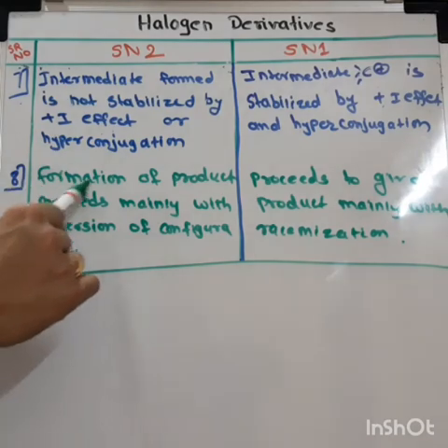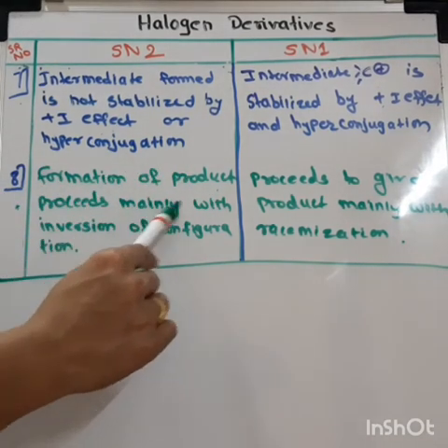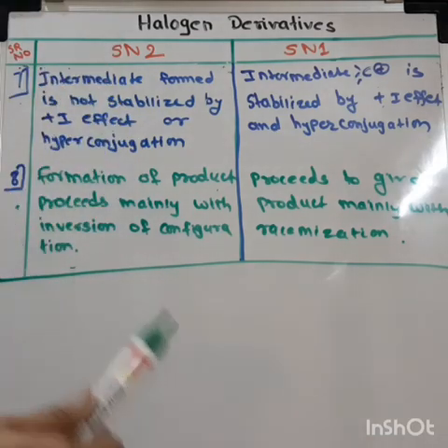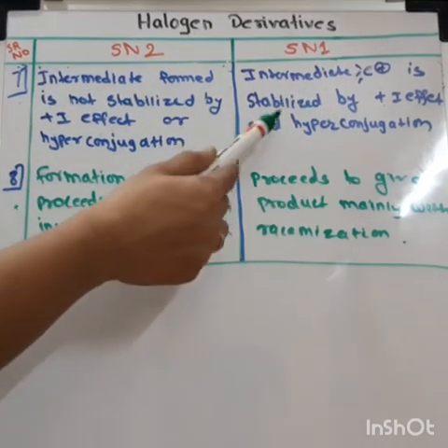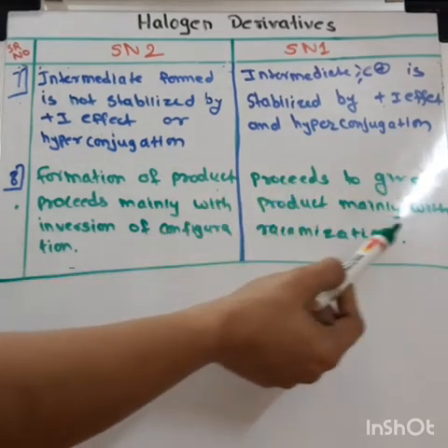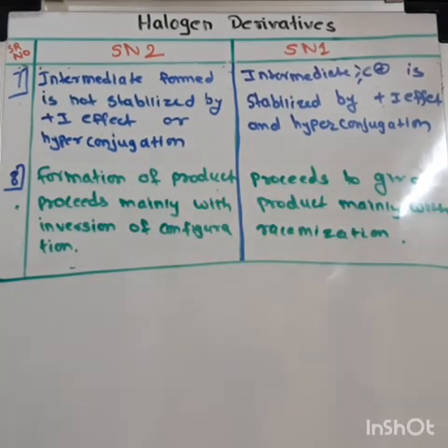Last point, formation of product proceeds mainly with inversion of configuration in SN2 reaction, and formation of product in SN1 reaction proceeds to give the product mainly with racemization. So here we end with the nucleophilic substitution reaction.